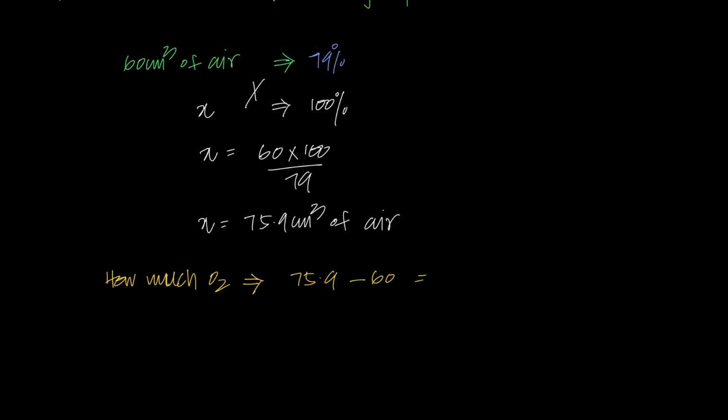So if you take the differential, you'd realize that 15.9 cm cube of oxygen has been consumed, and realize that this 15.9 cm cube is exactly 21% of the total, right? So that's one way of figuring out the percentage of oxygen in air.